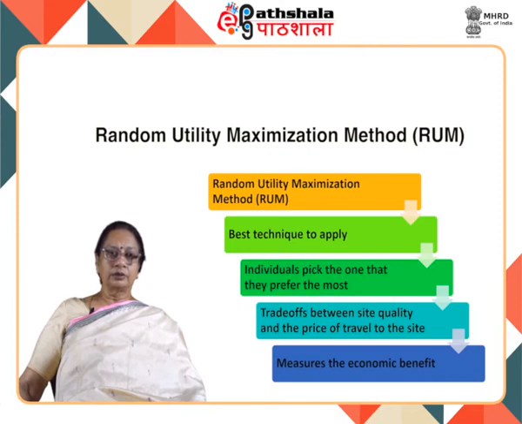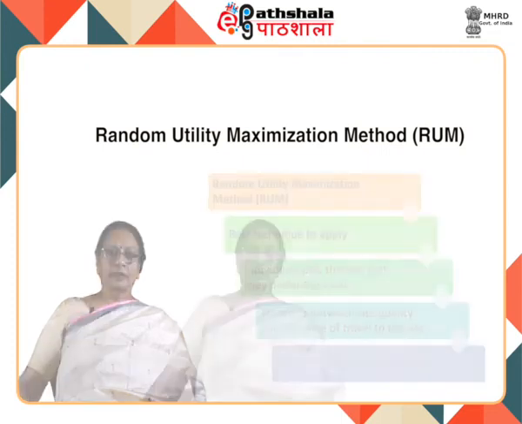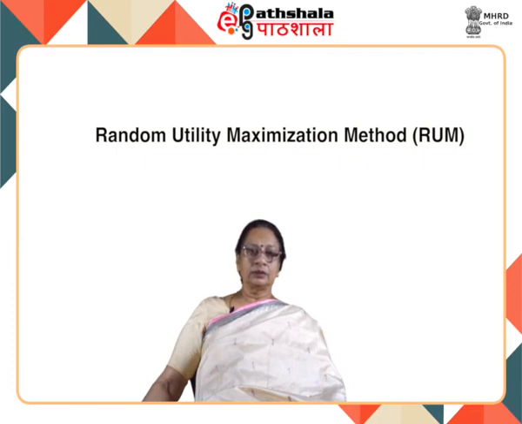The RUM assumes that out of all the possible fishing sites, individuals pick the one that they prefer the most. Individuals make trade-offs between site quality and the price of travel to the site, which results in a change in consumer surplus. The RUM method measures the economic benefit which occurs due to a change in the consumer surplus. In earlier two methods, the total consumer surplus is derived from having an access to the recreational site. Though a change in the number of visits due to the change in the water quality of the site can be measured, the entire fish stock will still remain the same for all the visitors.